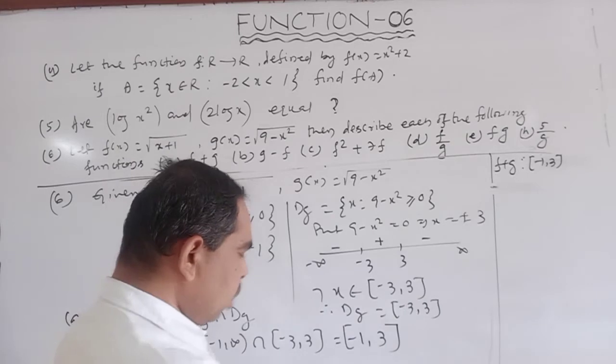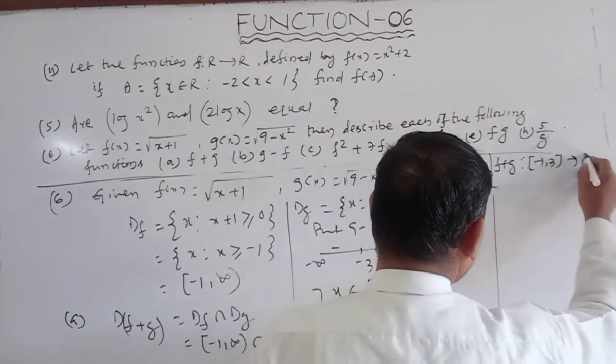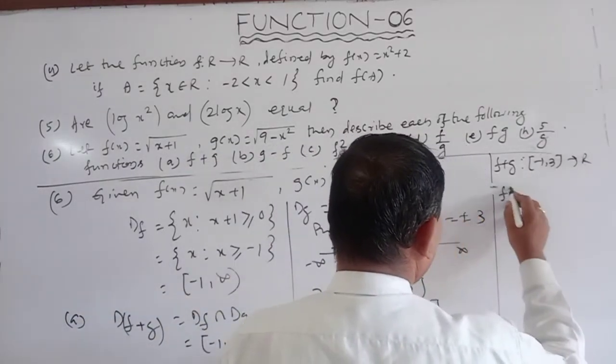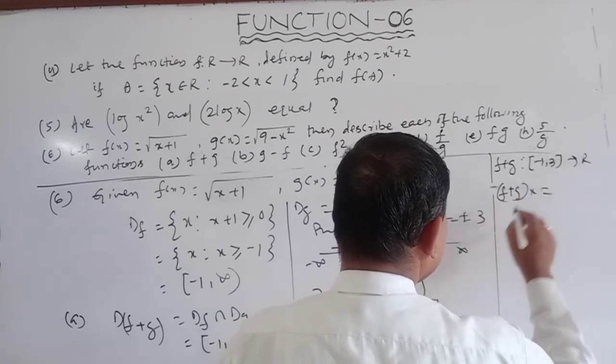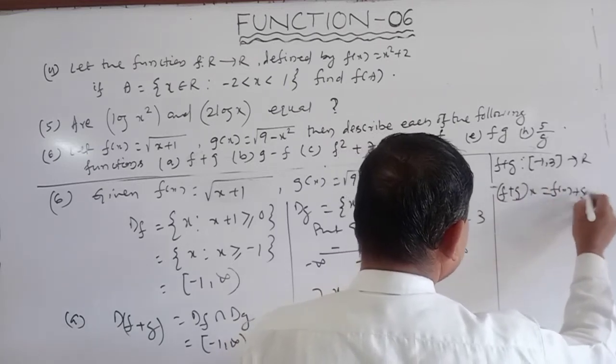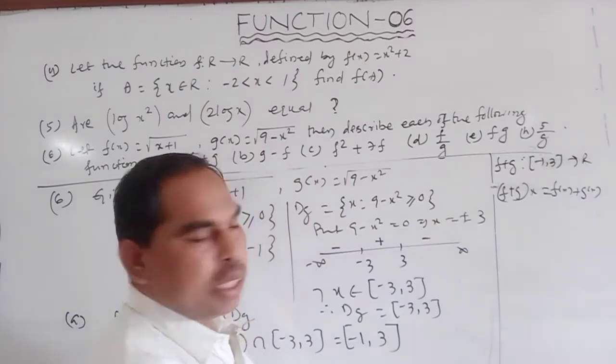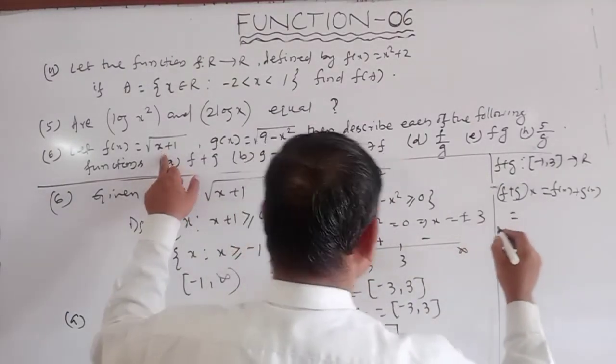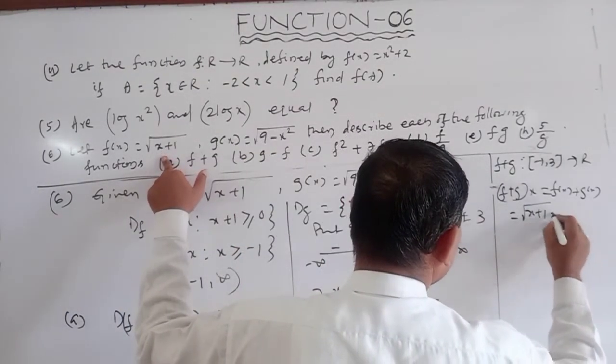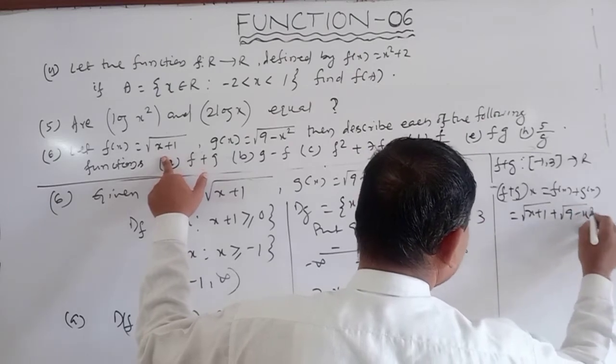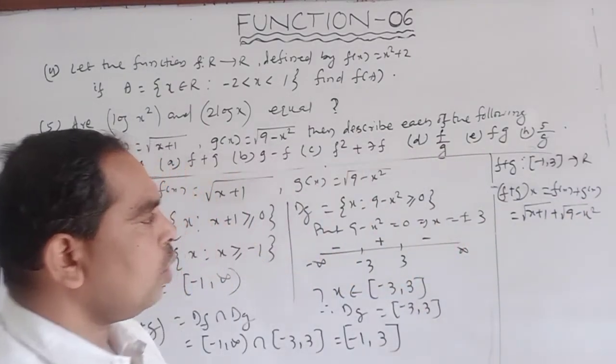So for x in minus 1 to 3, real numbers, f plus g of x is equal to f of x plus g of x. So what is f of x? Square root of x plus 1 plus square root of 9 minus x square. Okay, so this is f plus g.